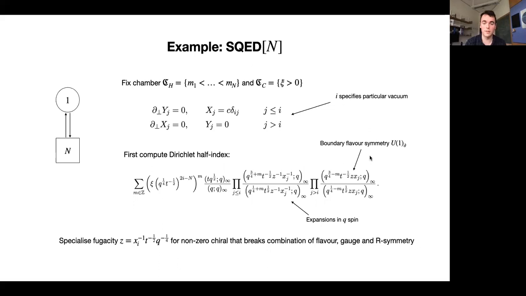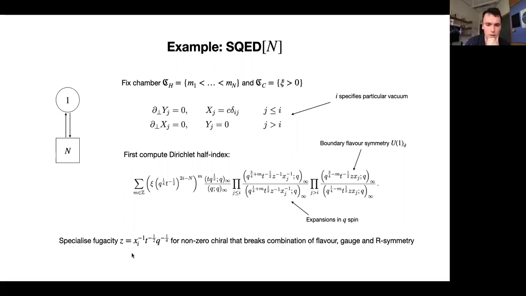So some points here: first of all, you write down the Dirichlet half index. Before we deform to these particular constant values, you have an unbroken flavor symmetry. I mean, the gauge group is completely broken to a flavor symmetry on the boundary. And before you deform these constants, you have a fugacity for that, in this case for the U1 boundary flavor symmetry. We have the usual sum over monopoles, the vector multiplet contribution, and then these contributions from the hypers. So the numerators are Neumann and denominators are Dirichlet contributions.